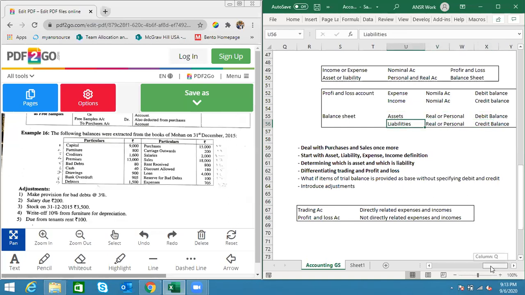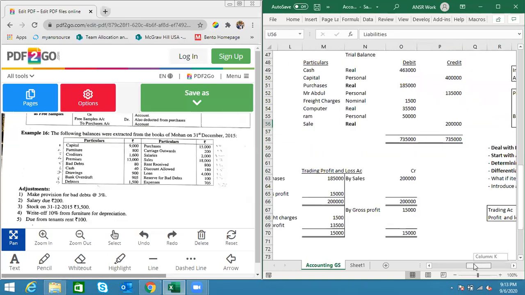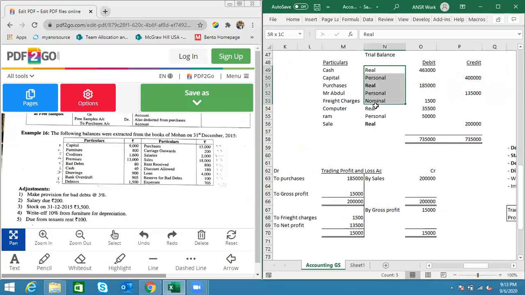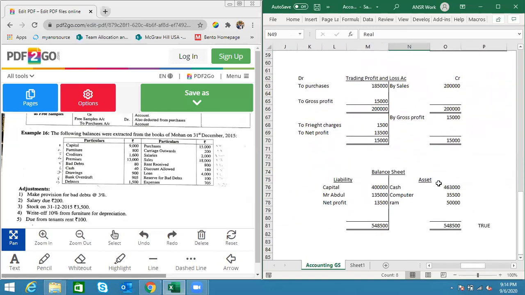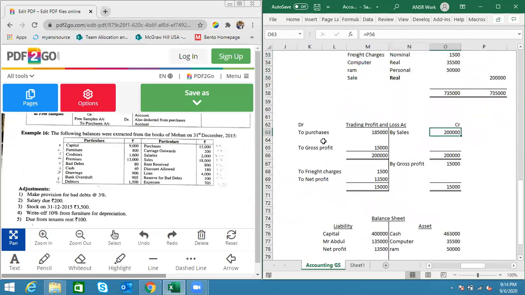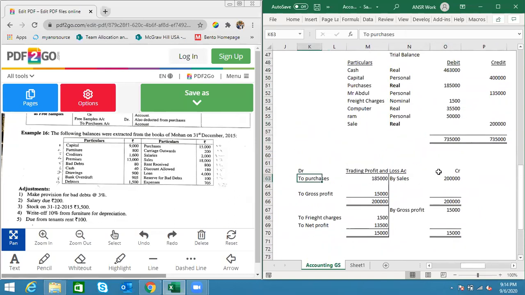Once we have determined all of that, and we have already allotted what type of account each of the items of the trial balance are, then what we did was we created the trading and profit and loss account. We put all the incomes on the credit side, all the expenses on the debit side. As we already know, the nominal accounts will be the expenses or losses. We determine whether that is a debit balance. If it is a debit balance, it will come on the debit side, that is the expense side. If it is a credit balance, like the sales, then that's an income that will come on the income side, that is the credit side.